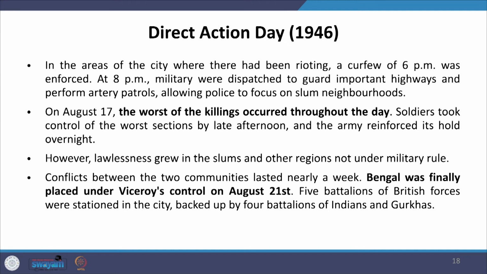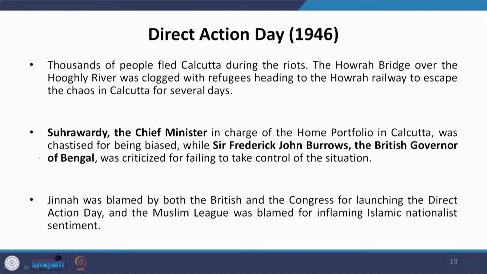Bengal was finally placed under Viceroy's control on August 21st. 5 battalions of British forces were stationed in the city and backed up by 4 battalions of Indians and Gurkhas. As a result of the Direct Action Day, thousands of people fled Calcutta. The Howrah bridge over the Hooghly river was clogged with refugees heading to the Howrah railway to escape the chaos in Calcutta for several days.